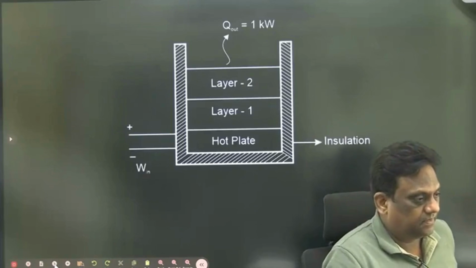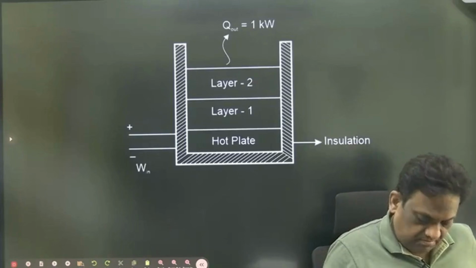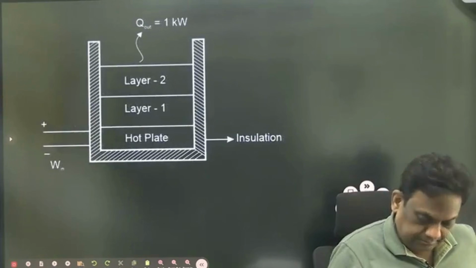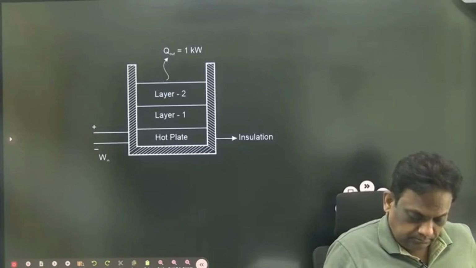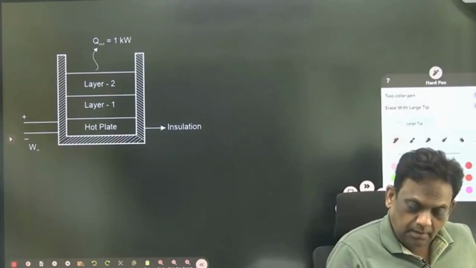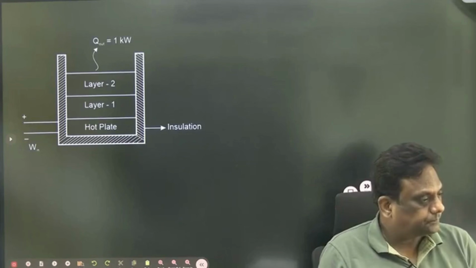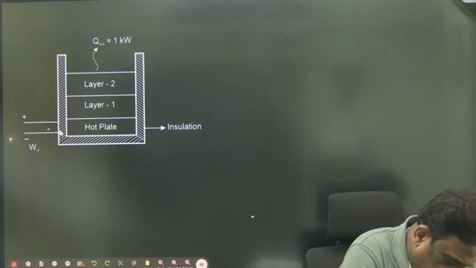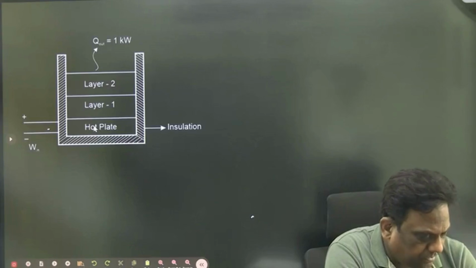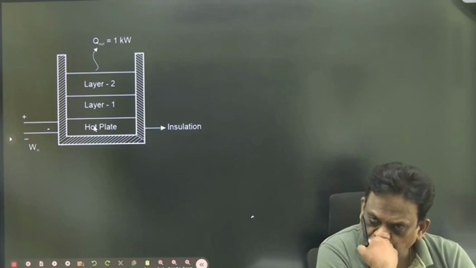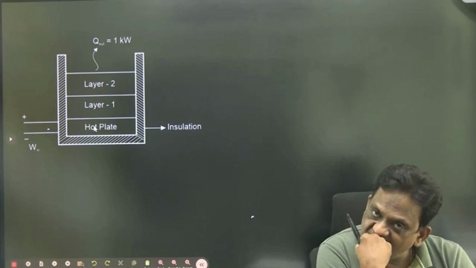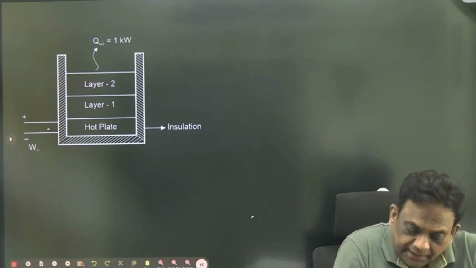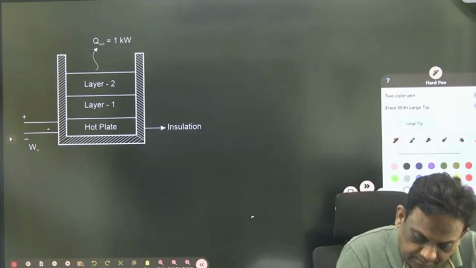I'll explain what this question is all about. My dear students, understand this question. Some work is coming in here, the work input. Some electrical input is given and there is a hot plate.